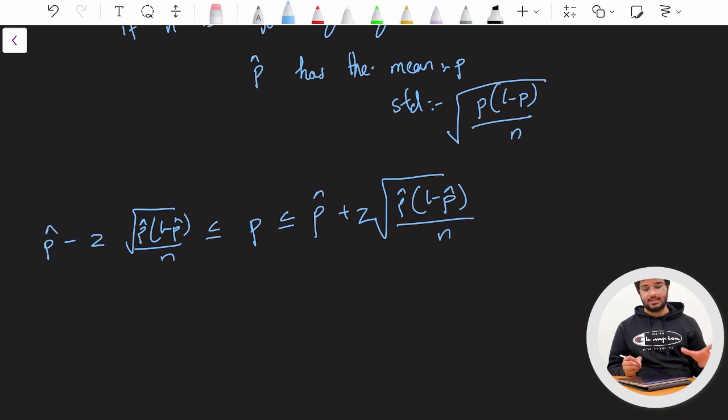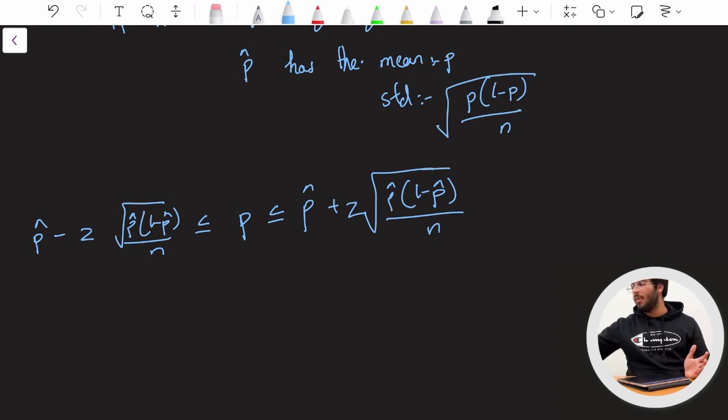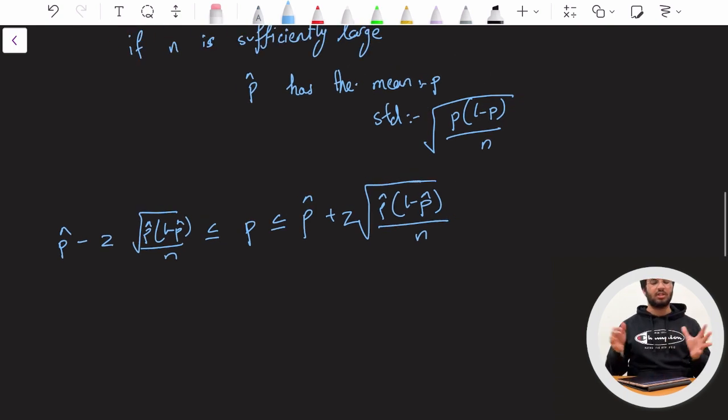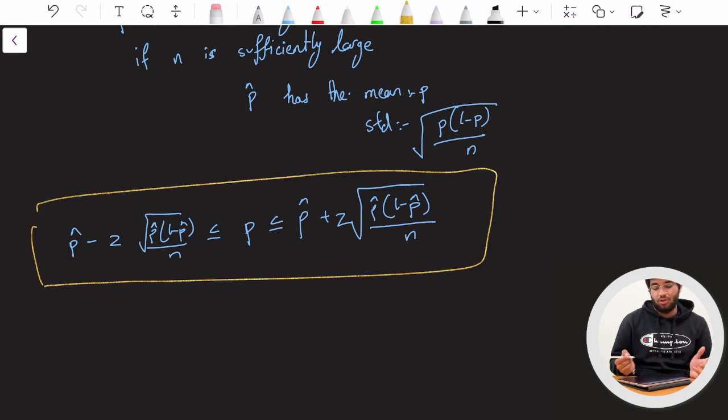Okay, z does the same thing as before. It gives you your confidence, all right? The bigger the z, the more confident you are, all right? And all the same things apply again. And everything that I said before about how the greater the sample size, the more accurate, the smaller your width, all of that comes back into play again. And all of that is all you need to know.